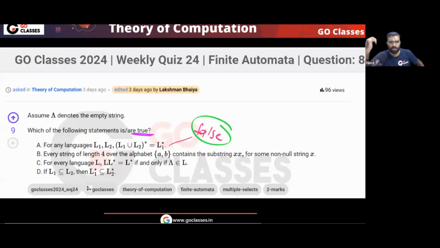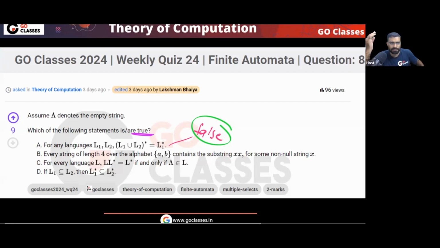Did you understand this? Let me know. So this option A is false, and we have seen when this option A will be true. Okay. Now let's see the next.